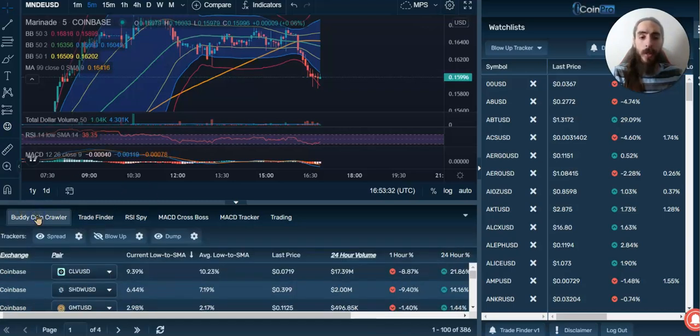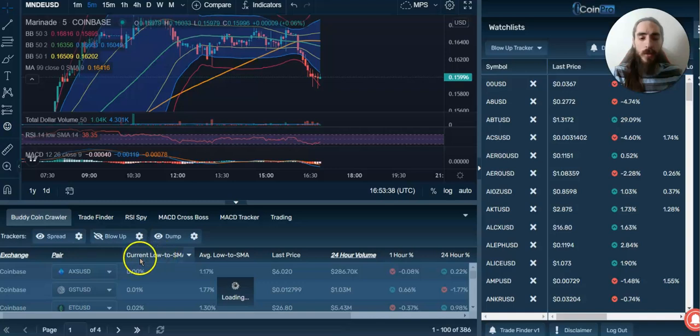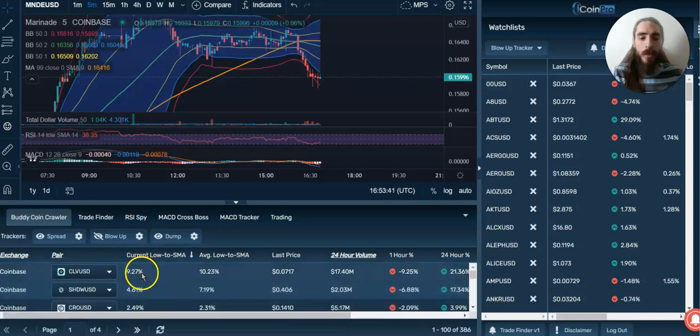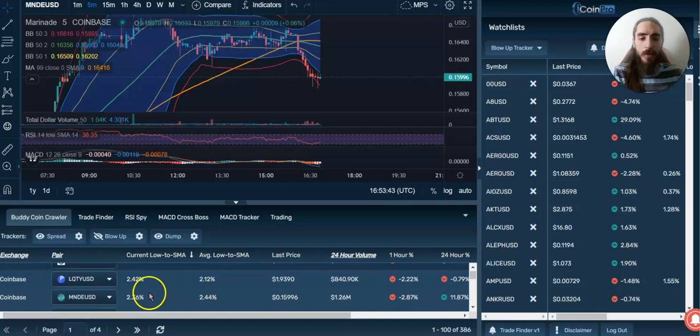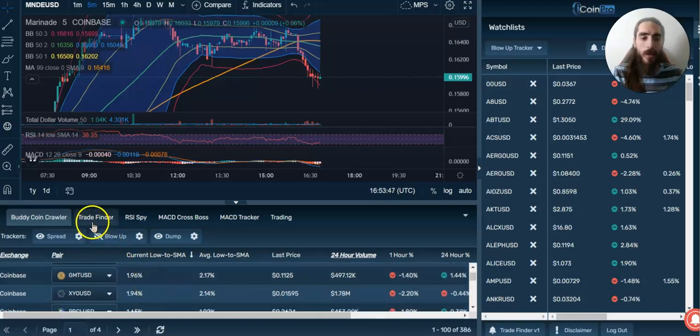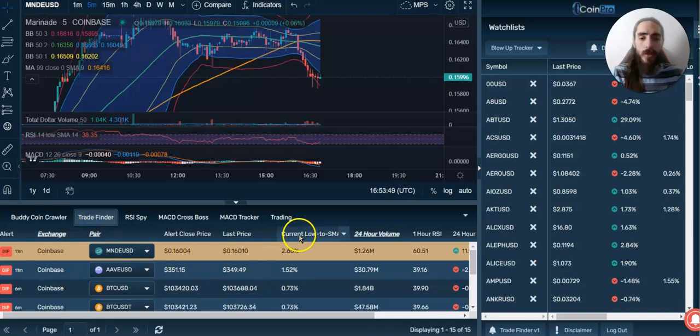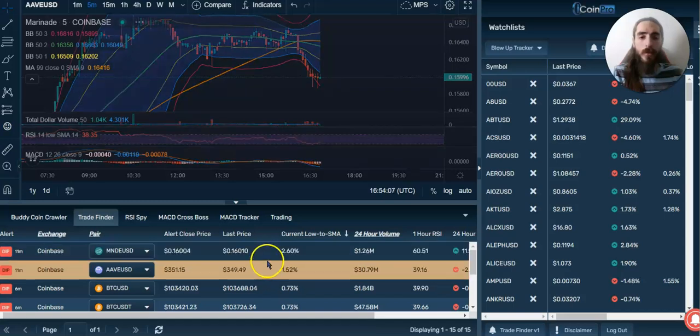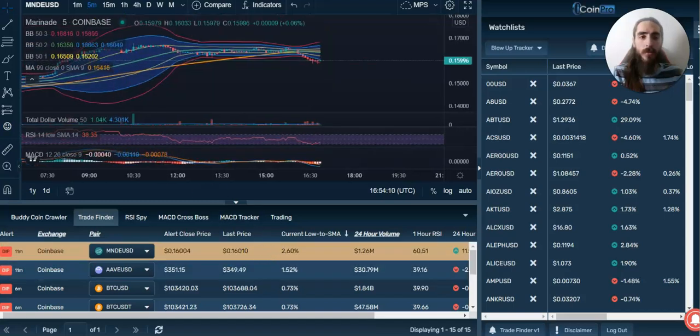So remember, we went to Buddy Coin Crawler. We just did current low to SMA. We just organized it from top to bottom, and we just scrolled down and saw if this number was bigger than this number. That's it. Okay. And then Trade Finder, click this again twice, and then anything above 2% you look at. Okay, we only got one coin at 2%, so we're only going to look at that coin. These coins don't have enough profit room.